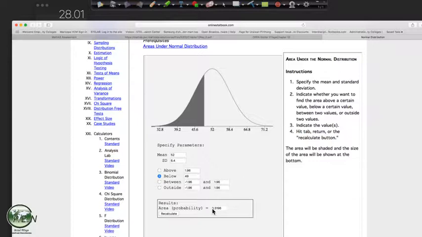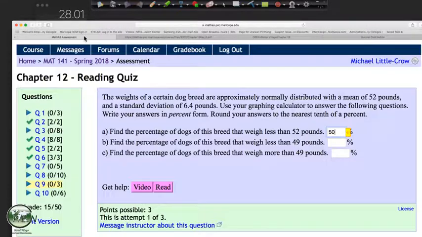So round it to the nearest tenth of a percent. Actually, it's going to be 32.0%, right? 0.3196 multiplied by 100 moves the decimal over 2 places, and rounding up to the nearest tenth, it's going to be 32%, and actually 32.0%.